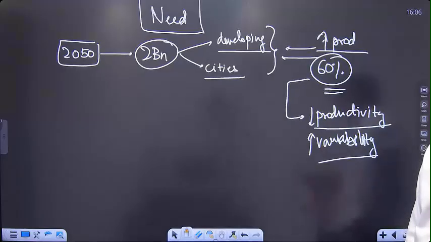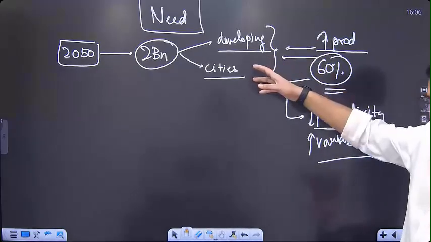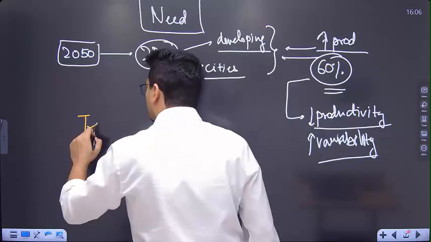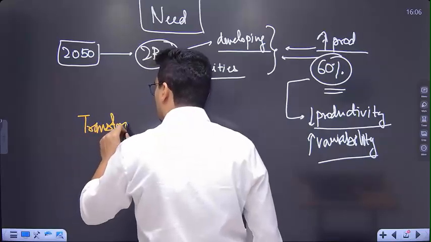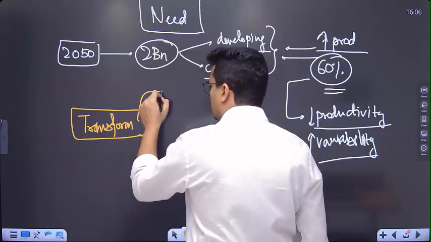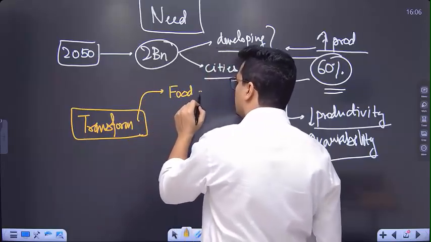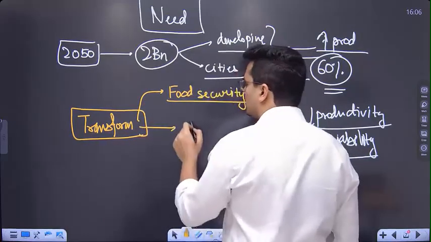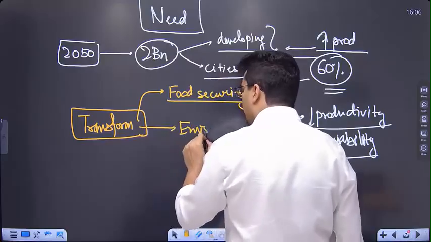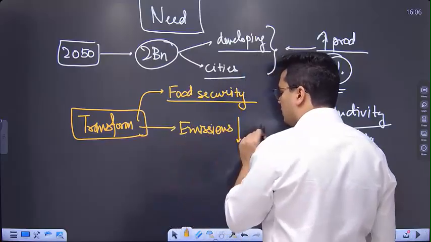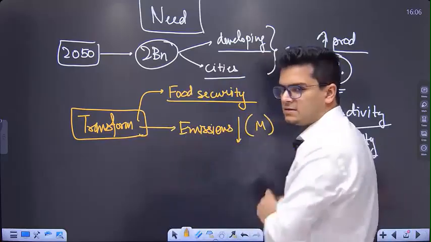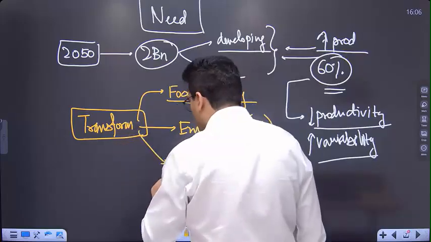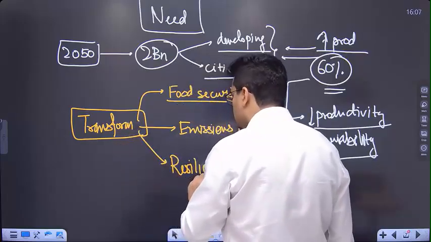So therefore, we need to transform agriculture. Transform agriculture in 3 ways. Transform agriculture, one, to ensure food security. Transform agriculture to ensure that the emissions that are coming from agriculture need to be reduced. This is what? Mitigation. I hope you know the meaning of this word. And thirdly, we need to transform agriculture to be resilient to climate change.